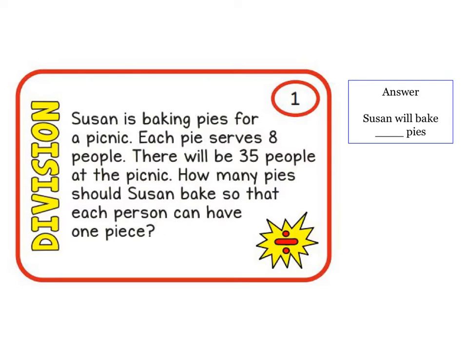Susan is baking pies for a picnic. Each pie serves 8 people. There will be 35 people at the picnic. How many pies should Susan bake so that each person can have one piece? So each pie serves 8 people, and there will be 35 people at the picnic. So my total is 35 people. My part, or my group, is 8 people per pie.